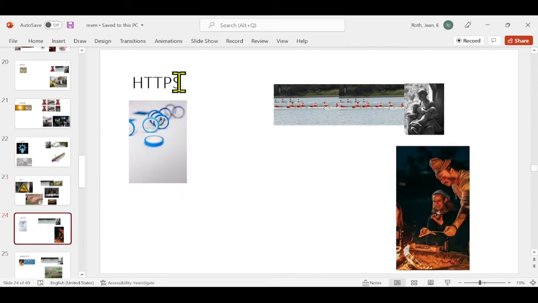HTTPS. TPS is like tapes. That's a picture of tapes. That's 443 RRM. So RRM is for rewarm. And this is a picture of a person who is rewarming their slice of pizza over an open fire, and maybe they have used the tapes to rewarm the pizza.